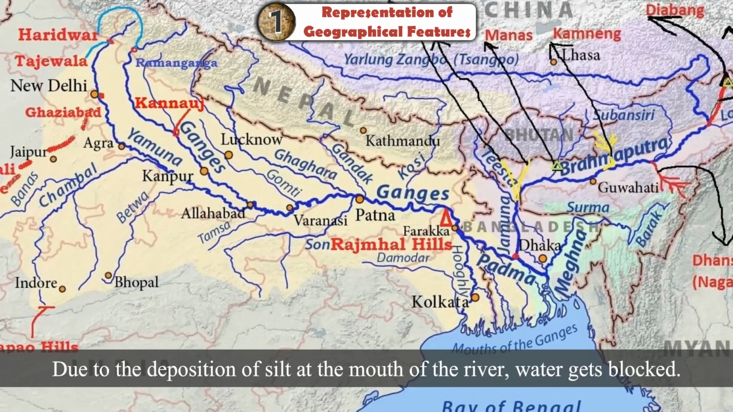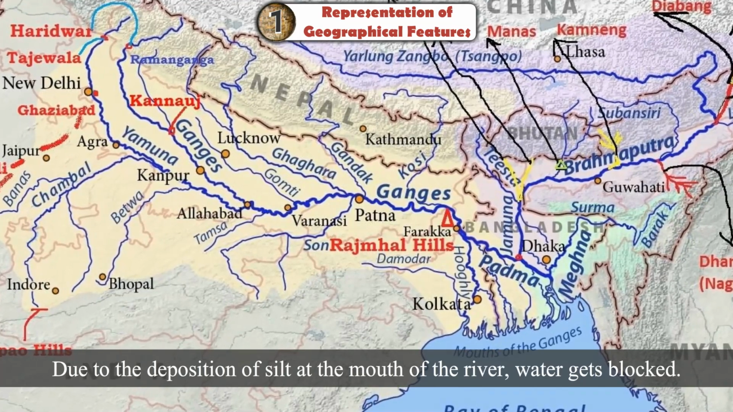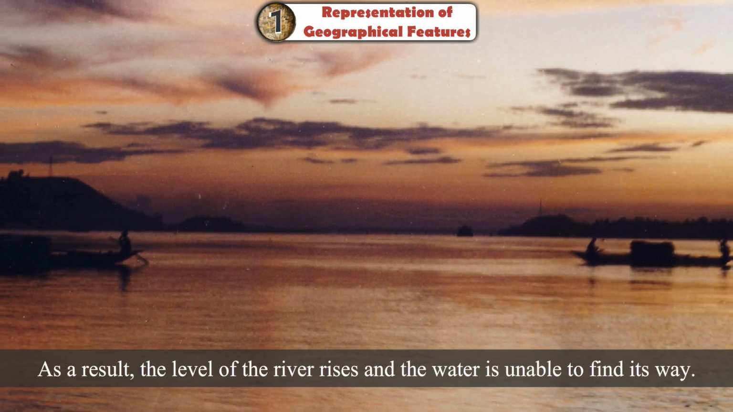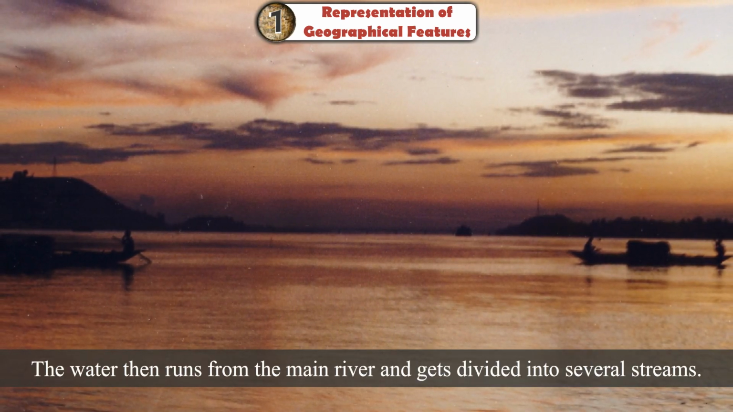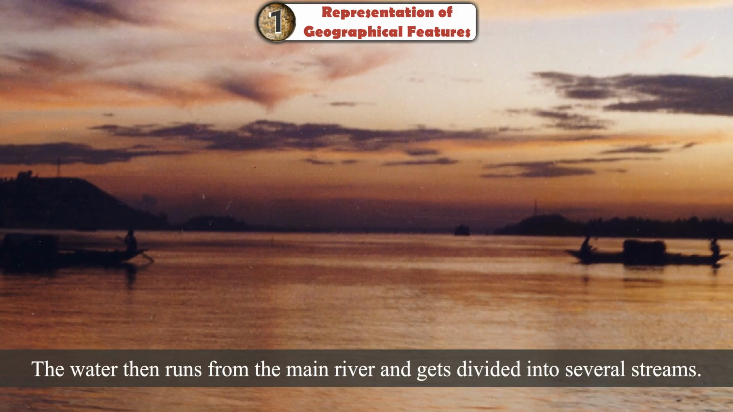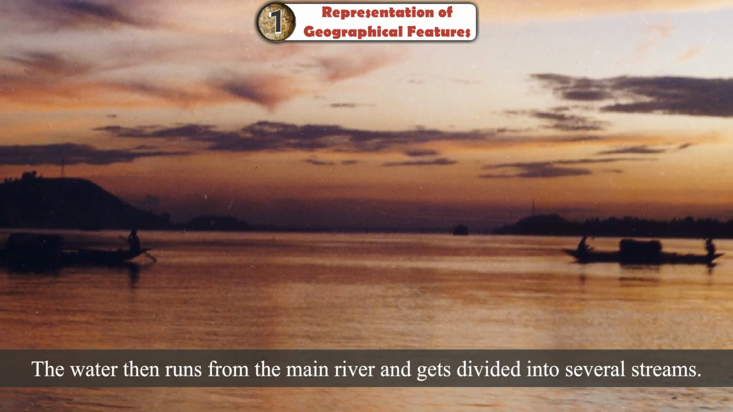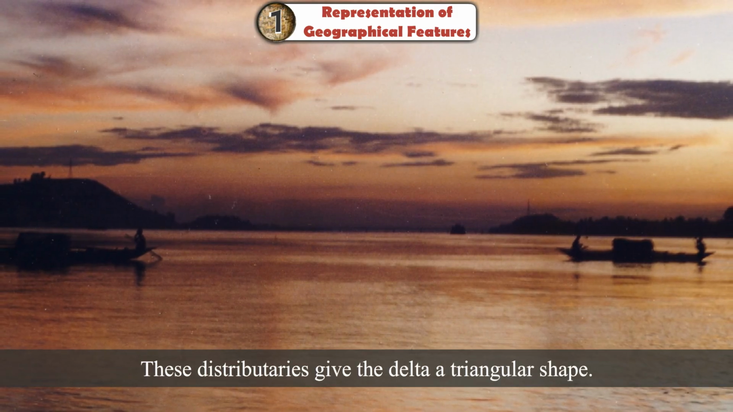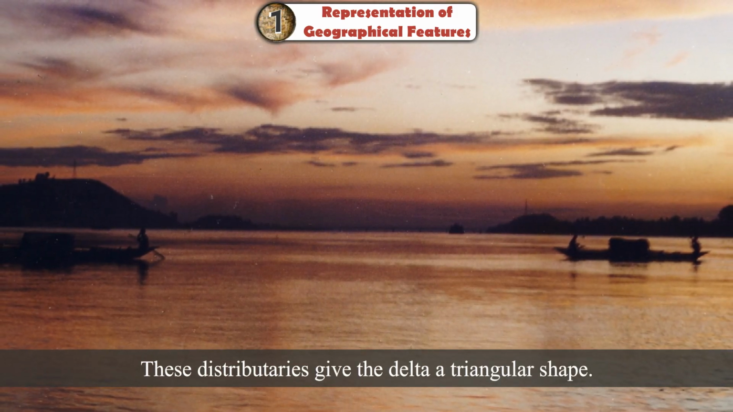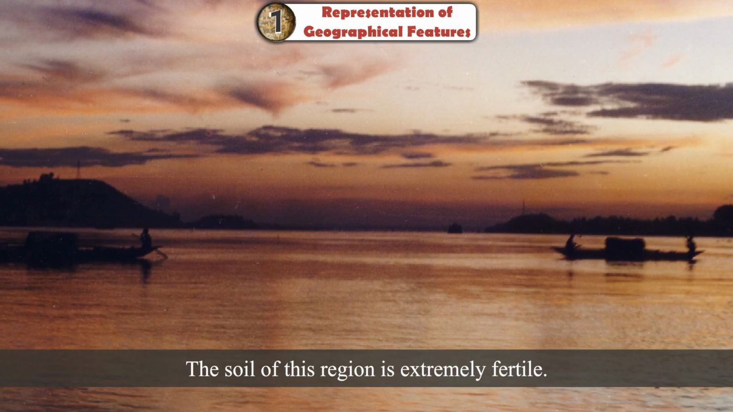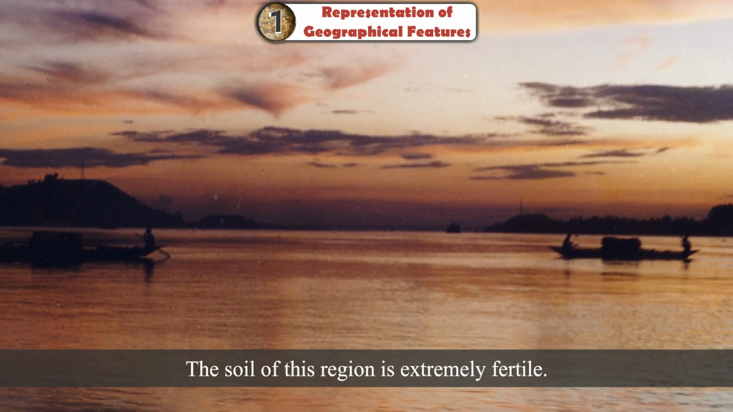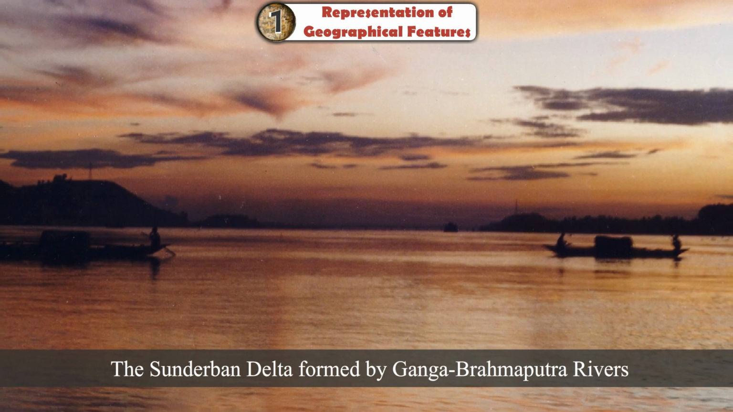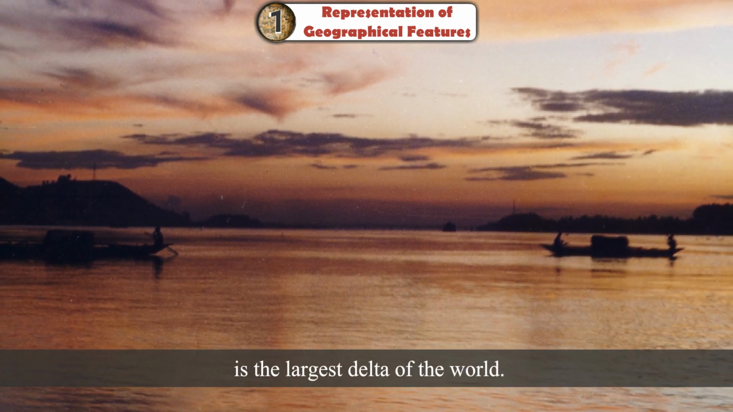Due to the deposition of silt at the mouth of the river, water gets blocked. As a result, the level of the river rises and the water is unable to find its way. The water then runs from the main river and gets divided into several streams. These streams are known as distributaries. These distributaries give the delta a triangular shape. The soil of this region is extremely fertile. The Sundarban Delta formed by Ganga-Brahmaputra rivers is the largest delta of the world.